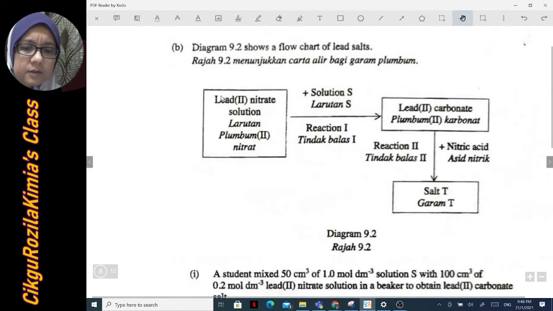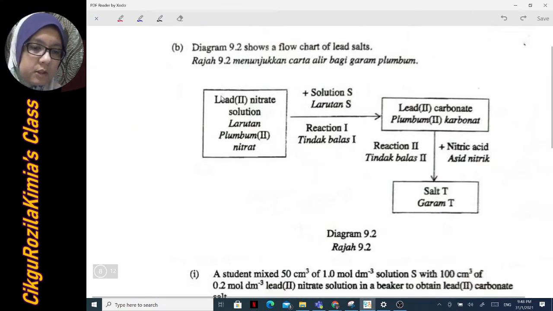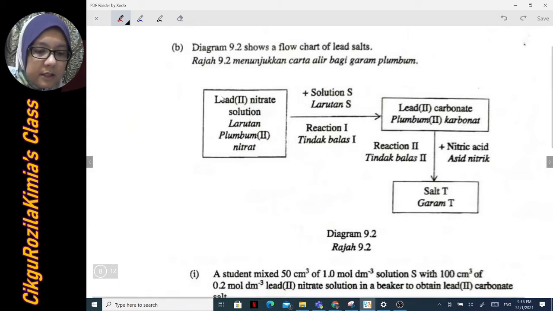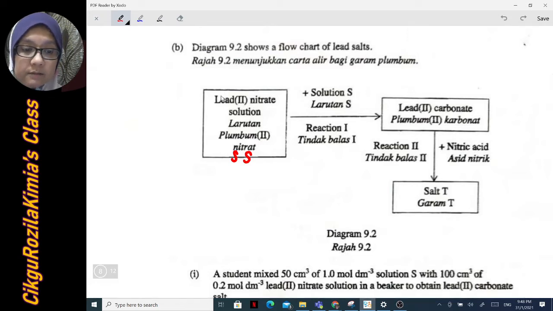Okay, soalan salt memang selalu akan bagi flowcharts. Okay, so kita tengok flowcharts ni yang pertama. Dia kata lead to nitrate solution added with solution S. So kita tahu this one is soluble salt. Soluble salt ya. Bila soluble salt dia tambah dengan solution S, probably soluble salt mungkin dia akan hasilkan lead to carbonate. We know that lead to carbonate is insoluble salt.